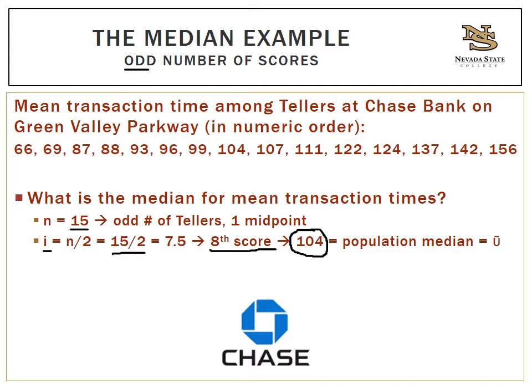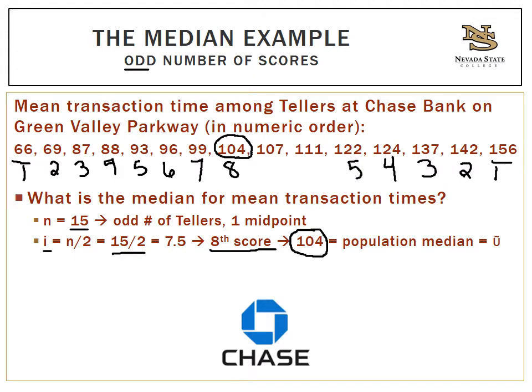So if we look at this, we can start either from the low end or from the high end because we're going to end up on the same midpoint. Let's just go ahead and demonstrate this from the low end. Again, scores in numeric order. We're looking for the 8th score. So the first score from the low end is at 66, second, third, fourth, fifth, sixth, seventh, eighth. Hooray! 104. If we start from the high end, same thing's going to happen. 1, 2, 3, 4, 5, 6, 7. Hooray! Our 8th score is still 104.